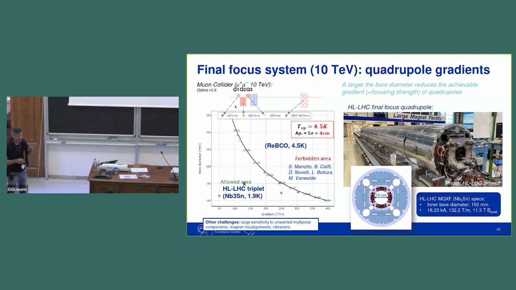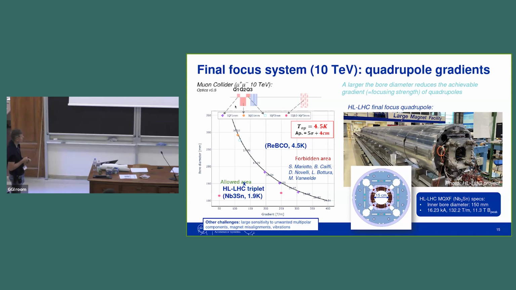Very briefly, one last slide on the interaction region. A larger pore diameter, as I said, also reduces the achievable focusing strength of a magnet, of a quadrupole, for technical reasons. And Luca will talk much more in detail about this later in the lecture, I think maybe later today or tomorrow. So just to give you a bit of an impression, this is a magnet for the high luminosity LHC. This is a magnet which is presently built partially in the US, partially at CERN.